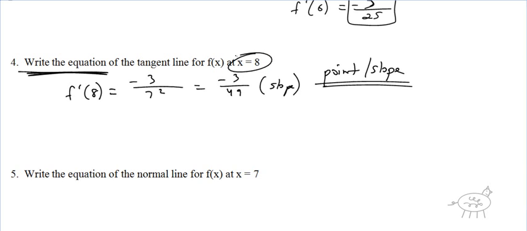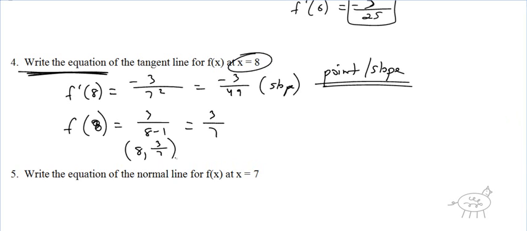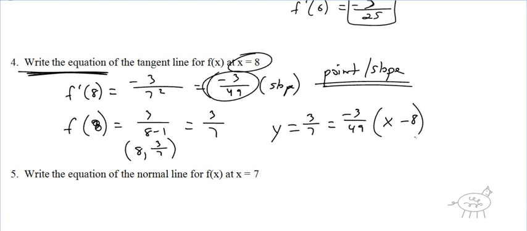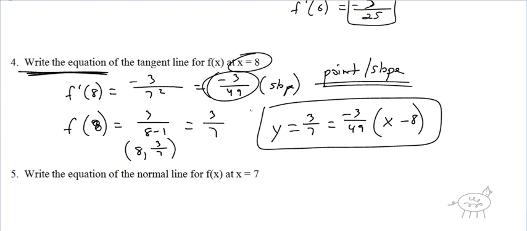So what I need to do is find a point. Well, x is equal to 8, so I find out what the y value is. Oops, f of 8. And I plug that in. I get 3 over 8 minus 1, which is 3/7. So my coordinate is 8 comma 3/7. Okay, so my equation is y minus y1, or y minus 3/7, equals the slope, which we figured out right here, negative 3 over 49, times x minus 8, right? That's it. That's your answer. Not that difficult.